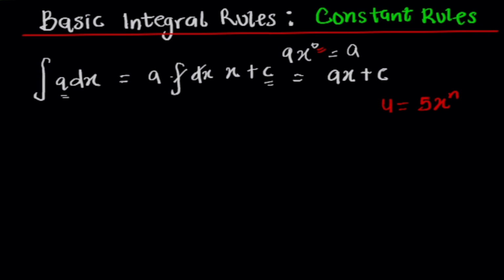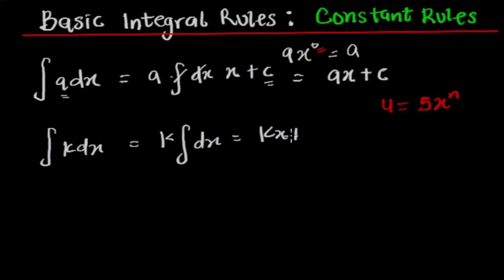We are given the integral of k dx, right? Integral of k dx. What I want you guys to understand is that k is a constant as well. Then you bring it out, I'm going to have k times the integral of dx, which is actually kx plus c. So that's just the answer to this. It's very, very simple. That's how to integrate a constant.